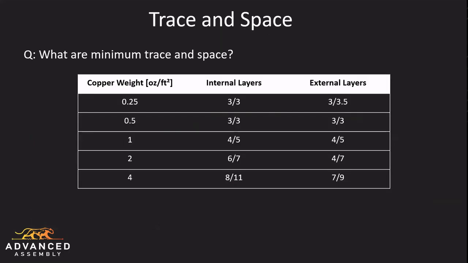The one that we run into a lot is, what is your minimum trace and space? This is a pretty generic detail of what fab companies are going to tell you. It's going to go over your copper weights on the left-hand side. It's going to tell you what they're able to achieve for inner layer trace and spacing, and external trace and spacing. But again, it also depends on what type of equipment they have and the general capabilities of the facility. We've seen people go down to 2 and 2.